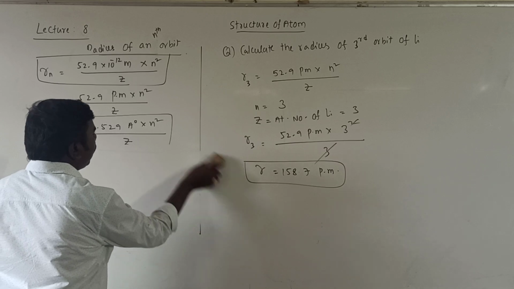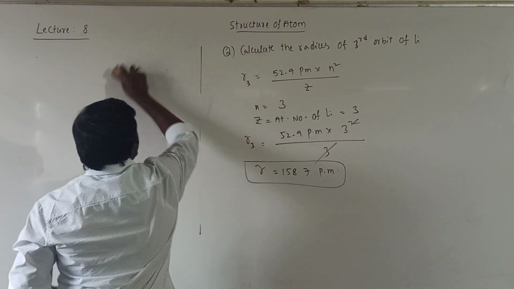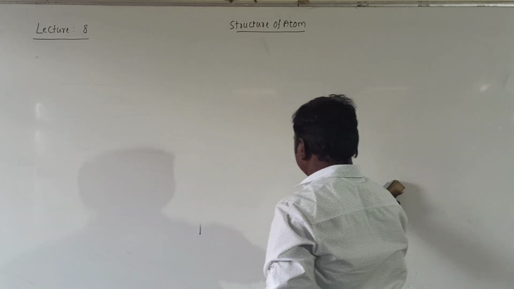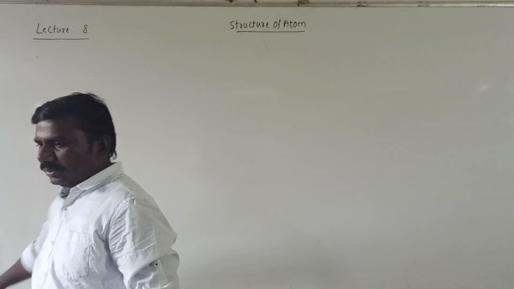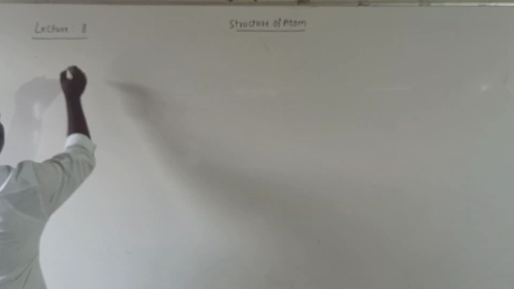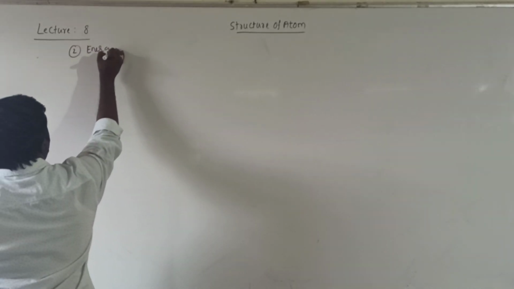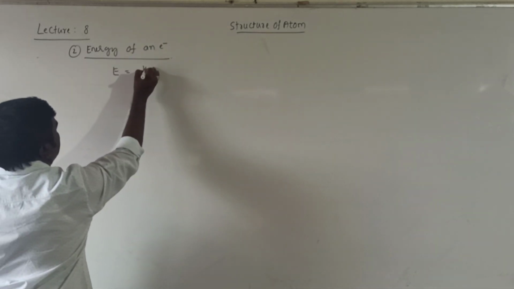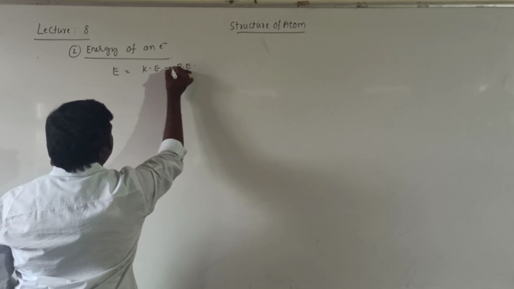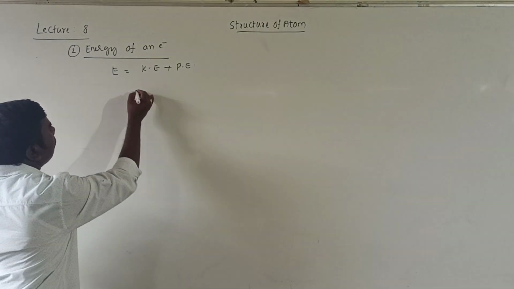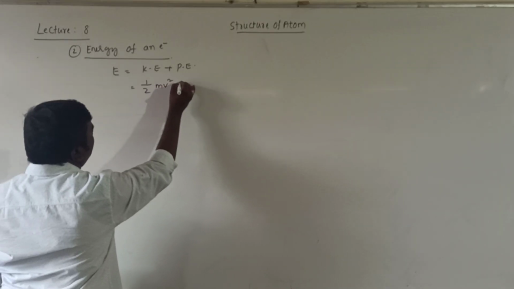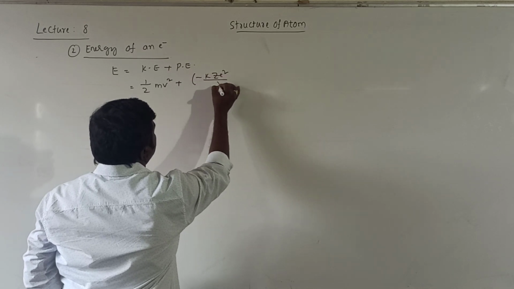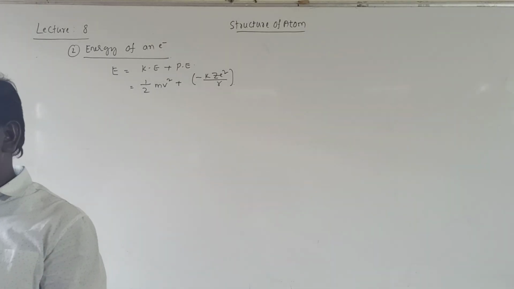Next, energy of an electron. How to calculate the energy of an electron? Generally, energy equals kinetic energy plus potential energy, as you know. Kinetic energy equals half mv square, you know the formula. Potential energy equals minus kZe square by r. Right? It is potential energy.